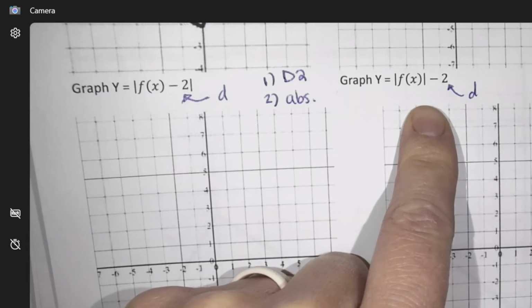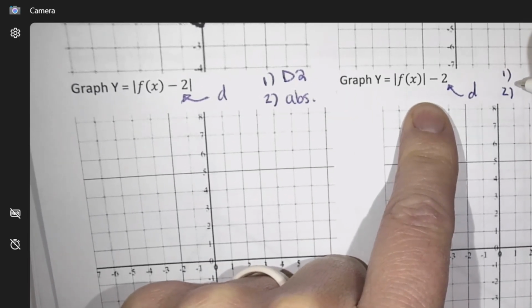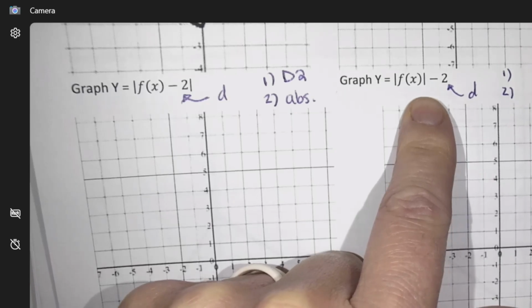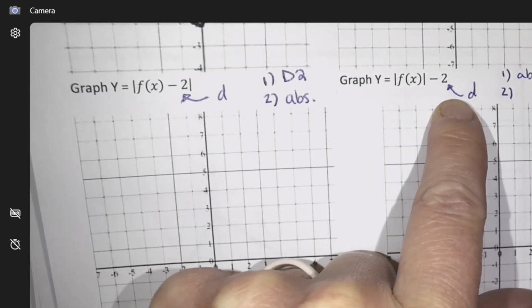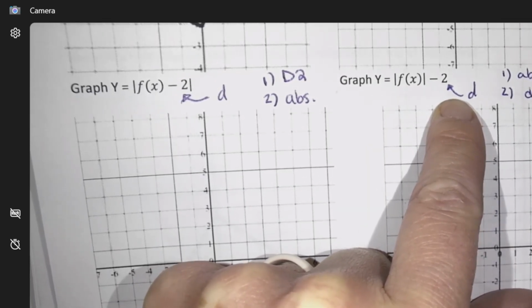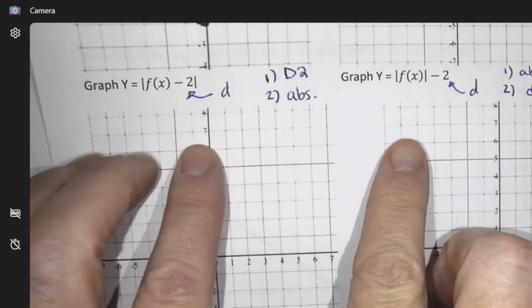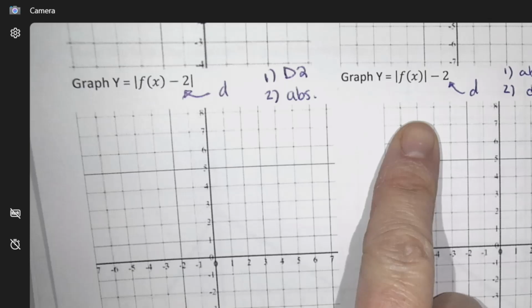Do you see the difference on the next one? So what do you think I'm going to do here? I'm going to absolute it. Then afterthought, then I'm going to go down. Okay? This is in the brackets, so I have to do it and then absolute it.